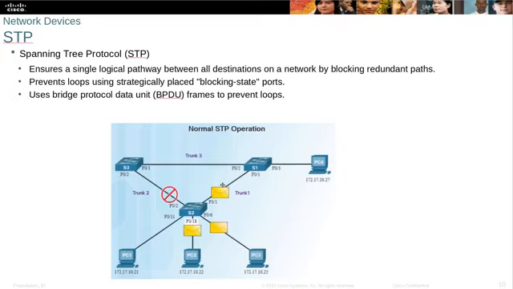And if, for instance, the link between switch 1 and switch 2 now failed, it would be able to bring the link between switch 2 and switch 3 back online in order to allow for continuous transmission. So spanning tree protocol prevents loops by strategically blocking ports, and it uses bridge protocol data unit frames in order to prevent loops.